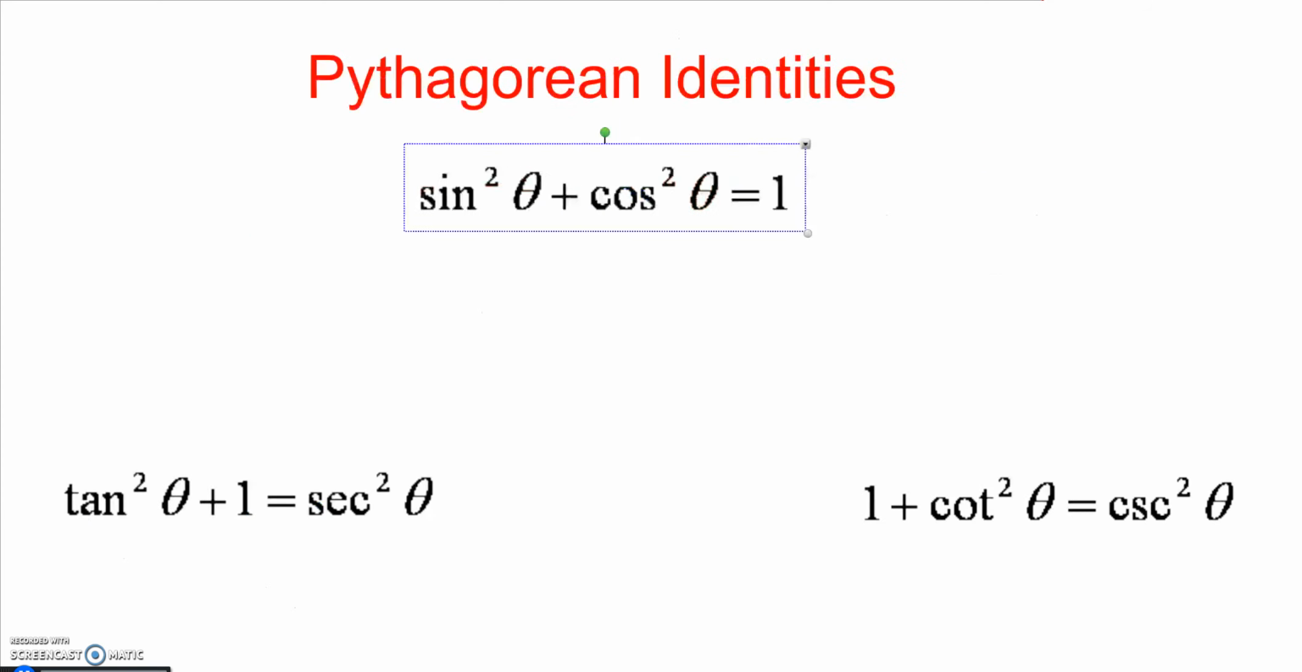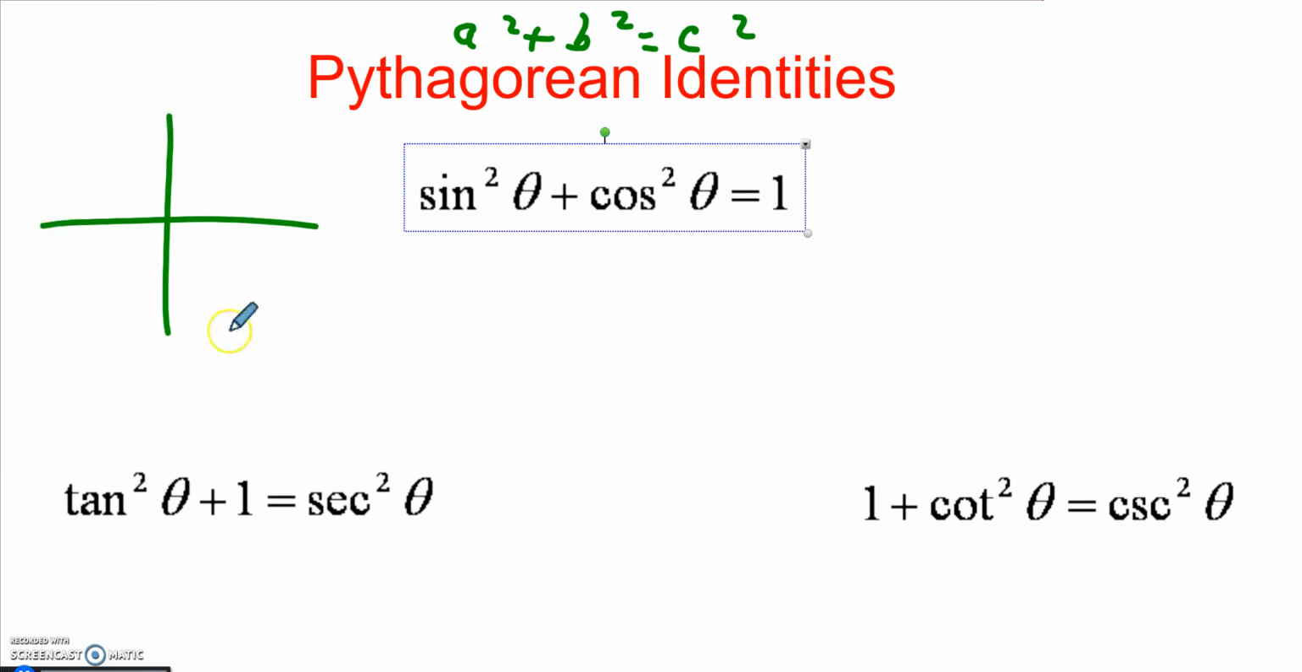The next type of identities are very handy indeed, the Pythagorean identities. Now, the reason they're called Pythagorean is because, yes, it's based on the Pythagorean theorem, a² plus b² equals c². Now, this also relates back to that unit circle that I just drew. If you think about the unit circle, the reason it was called the unit circle is because the radius all the way around was 1 unit.